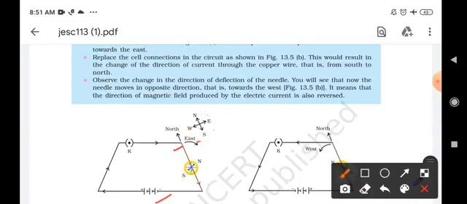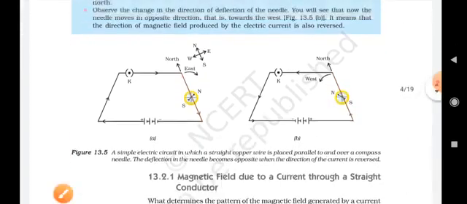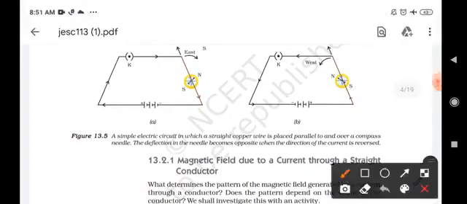When the electric current starts flowing through this conductor, you will find that the magnetic compass gets deflected towards the east. Now we will see B also, and here the case is the same, but we replace the connection. When we replace the connection, the current starts moving in the opposite direction. Is there any change that you will find? Yes. Now the magnetic compass deflects towards the west direction.